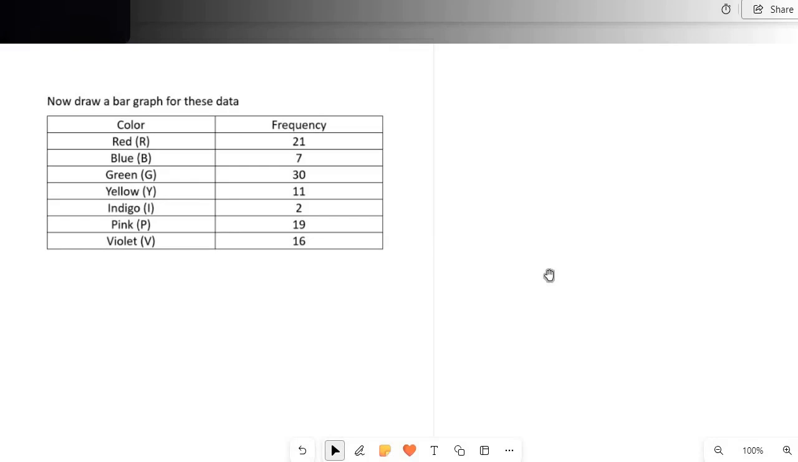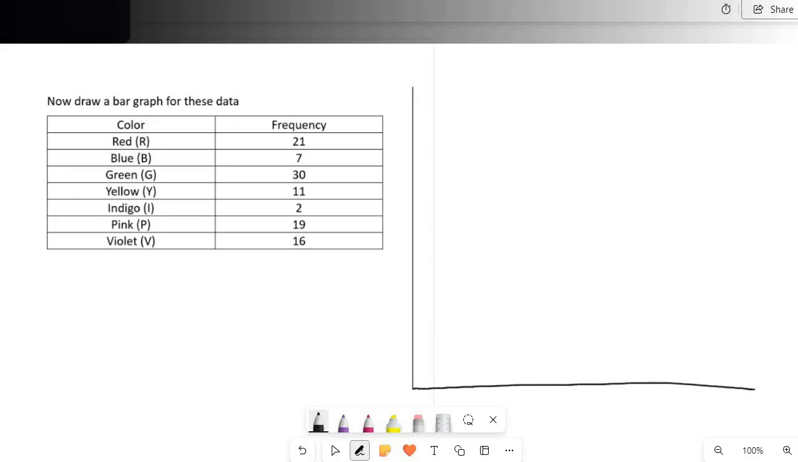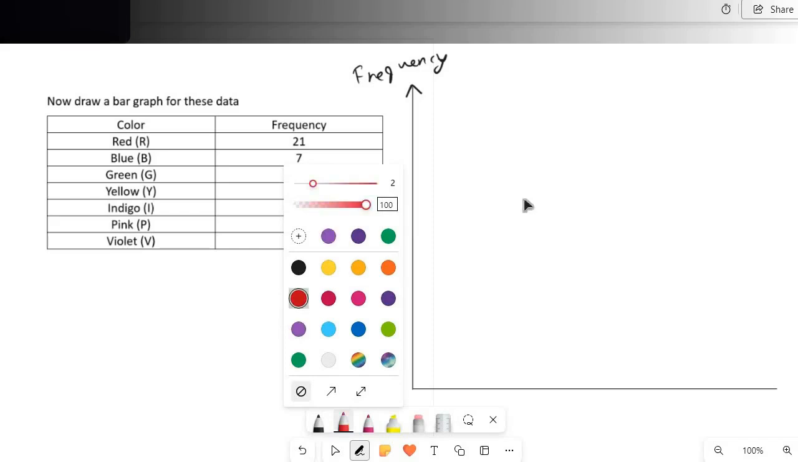Now let us talk about how we can draw a bar graph. Basically, a bar graph is essentially a graph with two axes. One is the y-axis and the other is the x-axis. So in this case, the y-axis or the frequency should be here as frequency, and the x-axis should be the colors. So we can say that for the first one, this should be red.